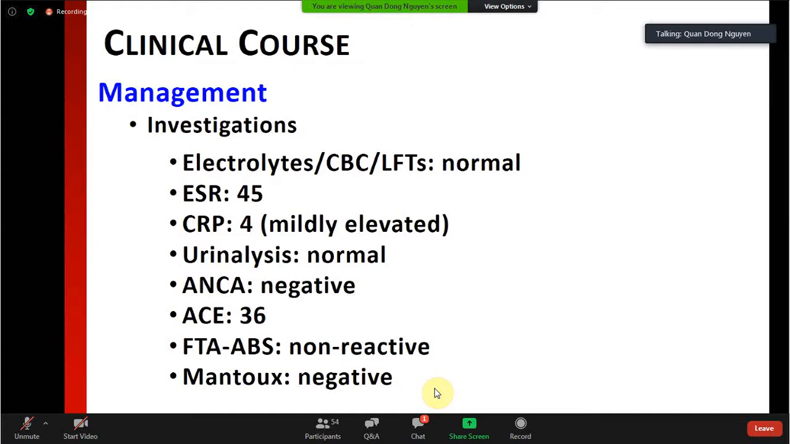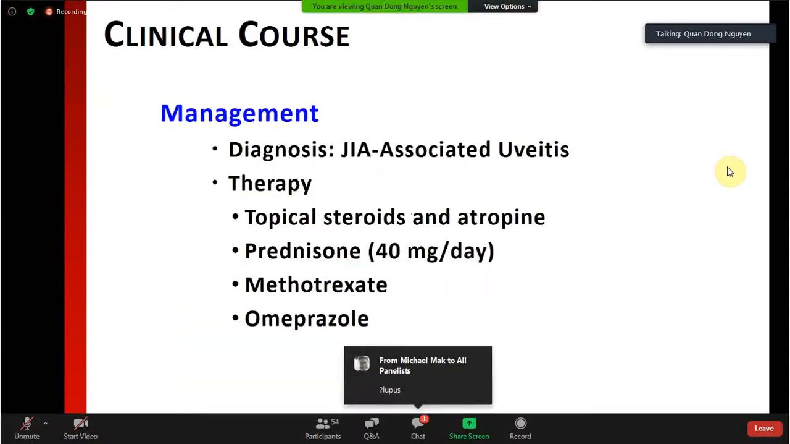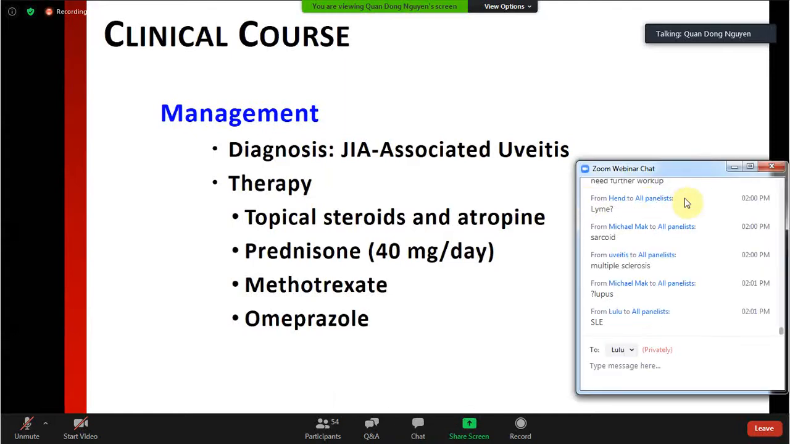Now, one of the tests we ran, because she's a young girl with uveitis, was the ANA, which came back to be 1 to 640. Okay, so that's elevated, that's high. So what should we do at this moment? Because of this finding, her age group, and her symptom of joint disease, even though it's still early, she was managed, given an active disease, diagnosed with JIA-associated uveitis, and that was her regimen of treatment.